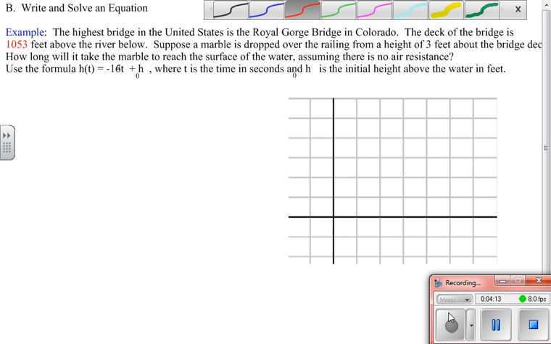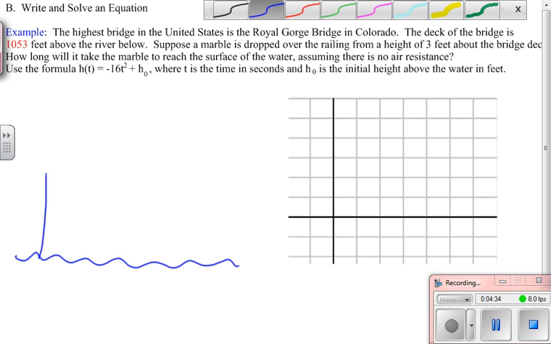Use the formula h of t is equal to negative 16t squared plus h sub 0, where t is the time in seconds and h sub 0 is the initial height above the water. Now that's a lot of words, so I'm going to go ahead and draw myself a picture. So here's my water, and here's my bridge.